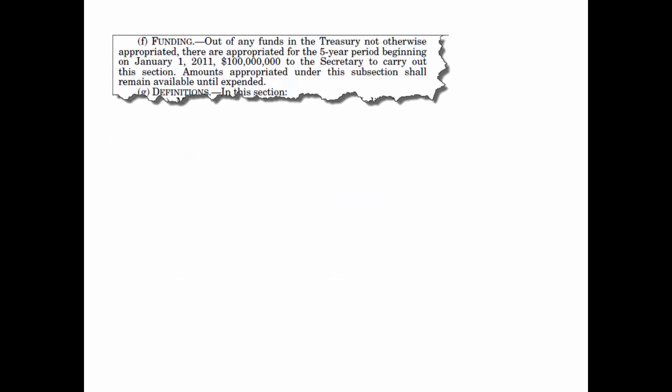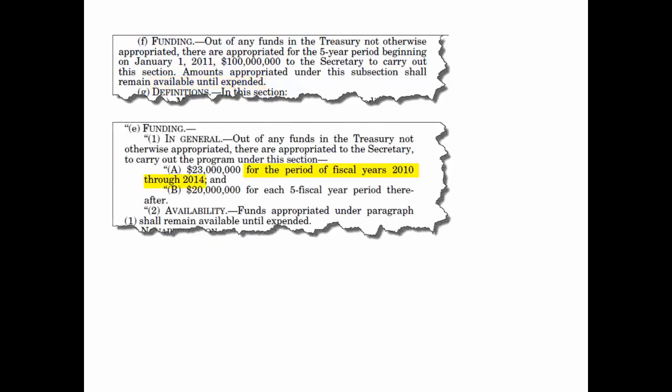Note that this language, "appropriated for the 5-year period beginning on January 1, 2011," seems to suggest a multi-year account, until we see "available until expended" language at the end. Here, we also see what initially appears to be a multi-year availability as well, until we get to paragraph 2.